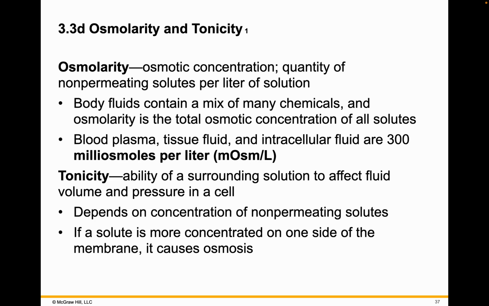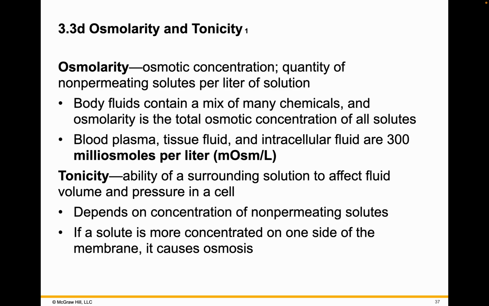Osmolarity is the osmotic concentration, the quantity of non-permeable solutes per liter of solution. So body fluids contain a mixture of many chemicals, and osmolarity is the total osmotic concentration of all the solutes. Typically for blood plasma, tissue fluid, and intracellular fluid, it's about 300 milliosmoles per liter. Tonicity is the ability of a surrounding solution to affect fluid volume and pressure in the cell. That's going to depend on the concentration of solutes, those that will not cross the membrane.